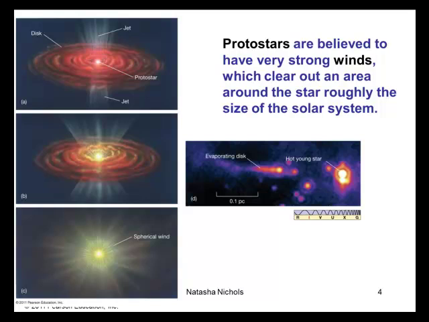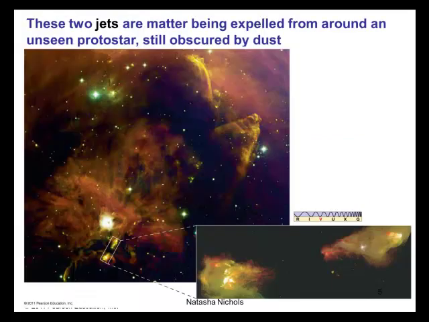In contrast to this, take a look at frame D, which is an actual infrared image of a hot young star at right, whose powerful winds are ripping away the disk at left, surrounding a sun-like star at the center. This particular system is located about 750 parsecs away in the star-forming cloud IC 1396. These two jets are matter being expelled from around an unseen protostar, if you look in that little square on the bottom of the picture.